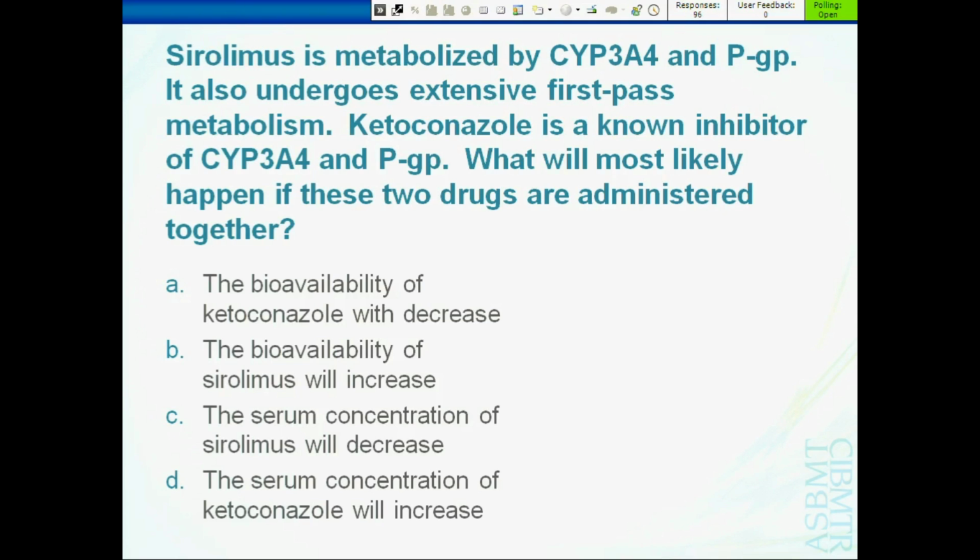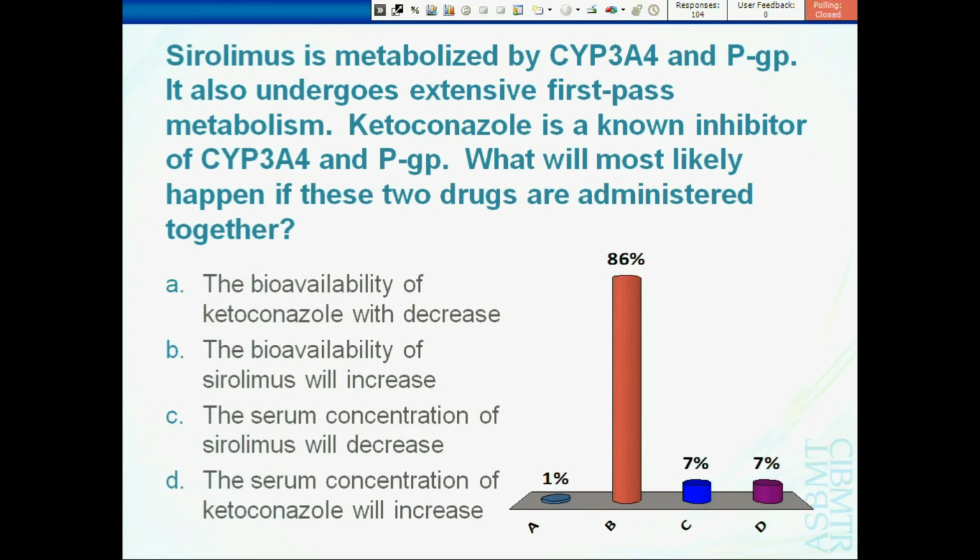Okay, looks like a good majority of you have answered. And yes, correct. 86% of you got the answer correct at B. The bioavailability of sirolimus will increase due to the inhibition of CYP3A4 and inhibition of P-glycoprotein metabolism of sirolimus.